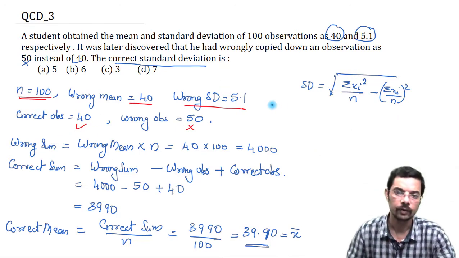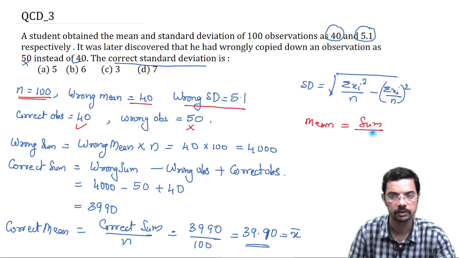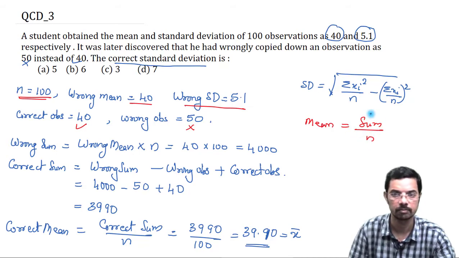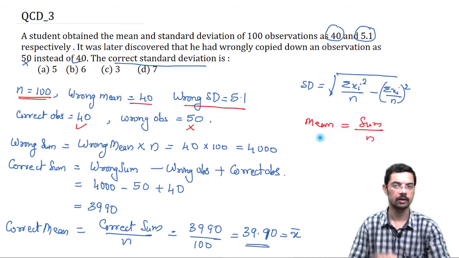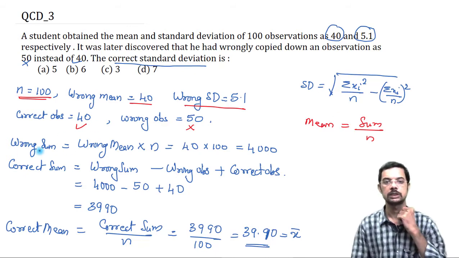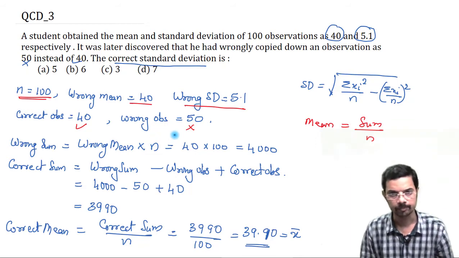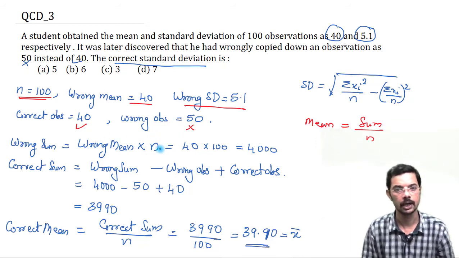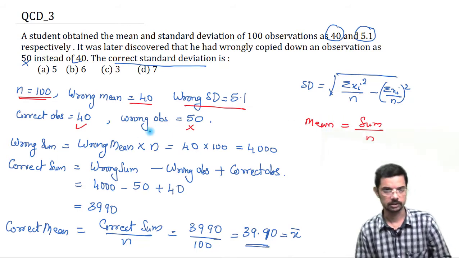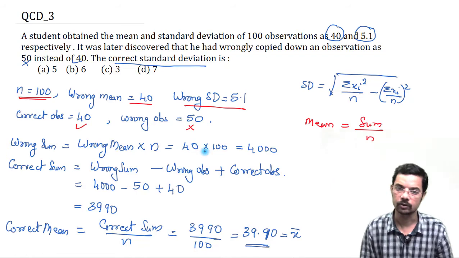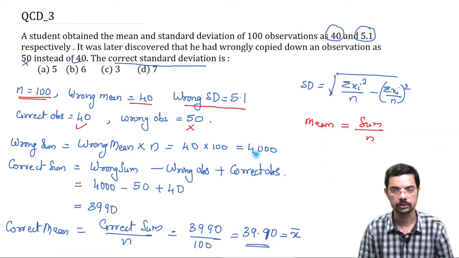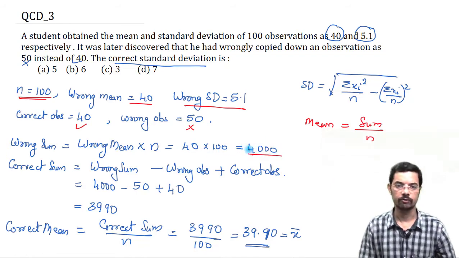Now, how to find the mean? Mean is equal to the sum of observations divided by the number of observations. Therefore the sum is equal to n times the mean. So the wrong sum is equal to the wrong mean times the number of observations, and the number of observations is correct. So we have 40 into 100, which is equal to 4000. This is the wrong sum of observations.